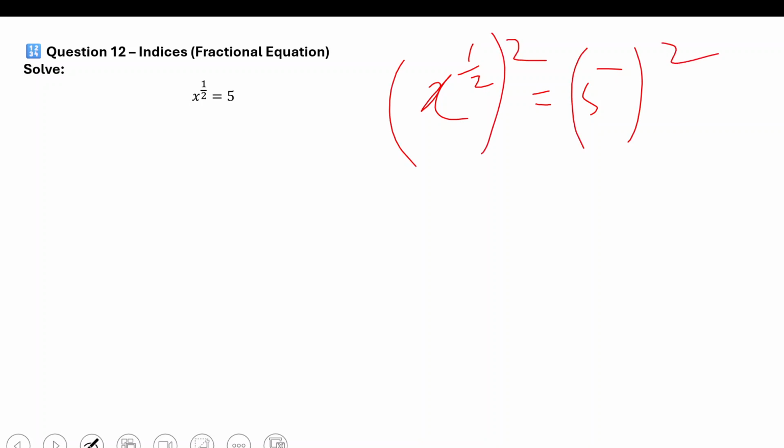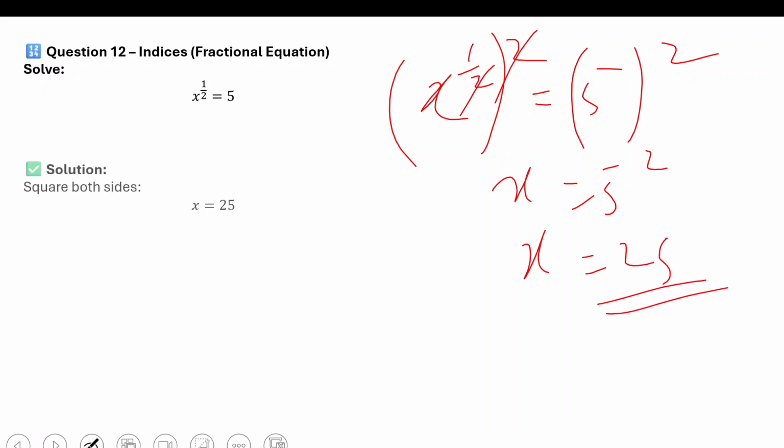This is a simple case of a fractional equation. x to the power half is equal to 5. To remove this half, just square both sides. I square this side, I square this side. The 2 cancels the 2. So x is equal to 5 squared, and x is equal to 25. 5 times 5 is 25.